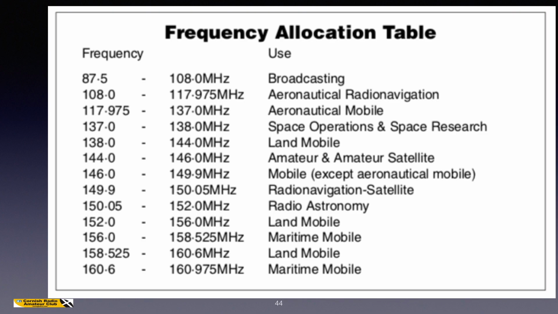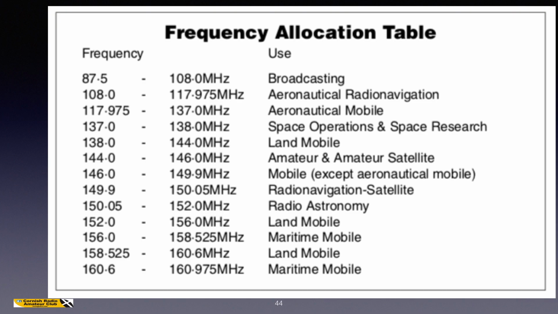And finally then, the allocation tables. Everything we've dealt with up until now in EX307 has related to the amateur service. Here it is showing where other services have allocated frequencies, and of course we're not allowed on those. So for example, if you look at 144 to 146, that's amateur and amateur satellite. Yes, we are allowed on that, but the band below us, 138 to 144, land mobile, we are not allowed on, and 146 to 149.9, mobile except aeronautical mobile, we're not allowed on that.